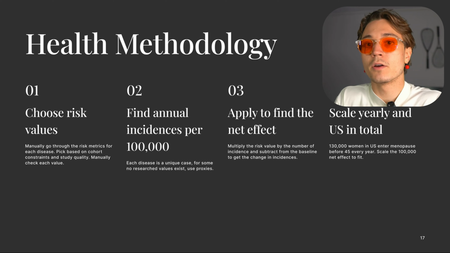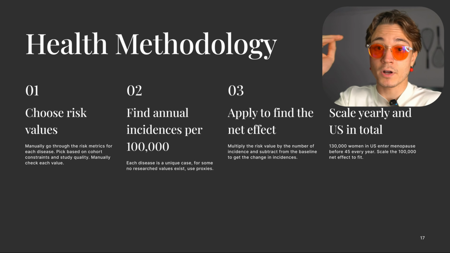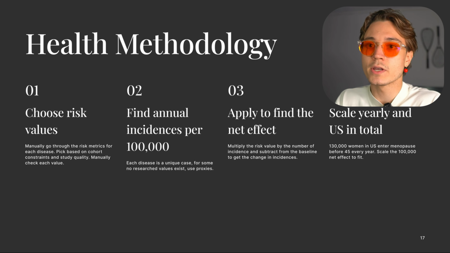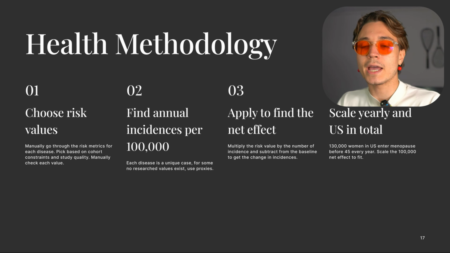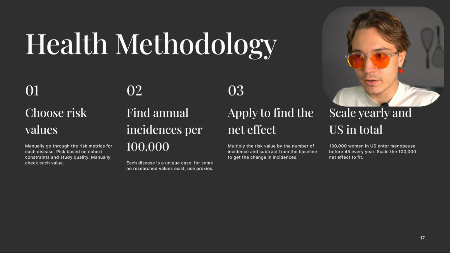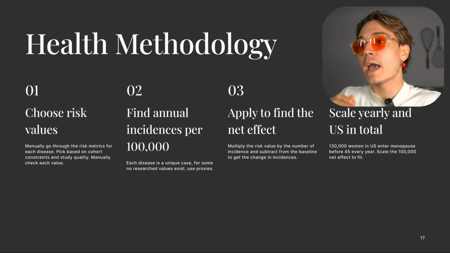There are 4 parts to it. First, choosing the risk values out of those 500 that Elias has provided us, mostly done manually, and making sure that the cohort constraints make sense, and the study quality is of course high, based on the robust criteria. And step number 2, finding annual incidence per 100,000 people for each of those diseases. 3, apply those 2 values and find the net effect. And 4, scale to yearly and US in total.